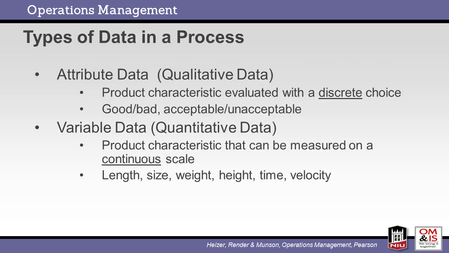There are 2 main types of data in a process. Attribute data is qualitative. There is a discrete choice: good, bad, acceptable, unacceptable. Variable data is quantitative and can be measured on a continuous scale. Think of length, size, weight, temperature, time, and velocity.